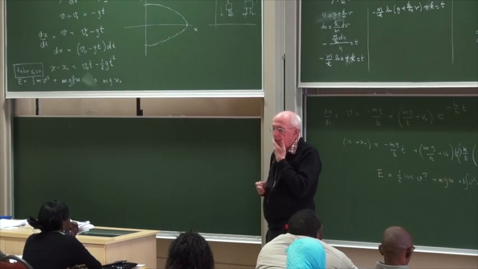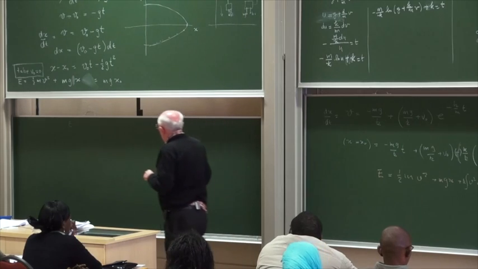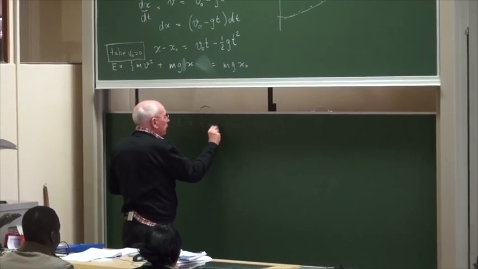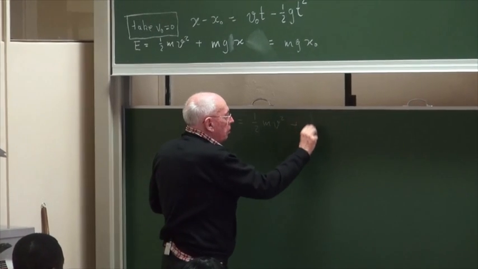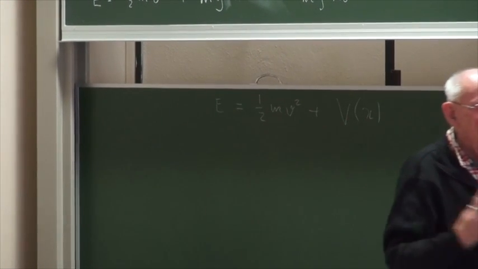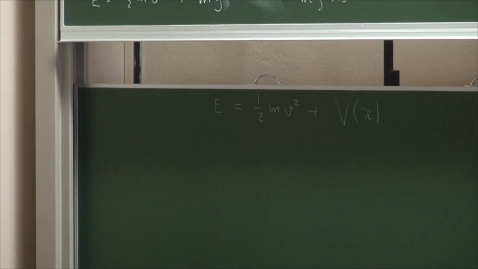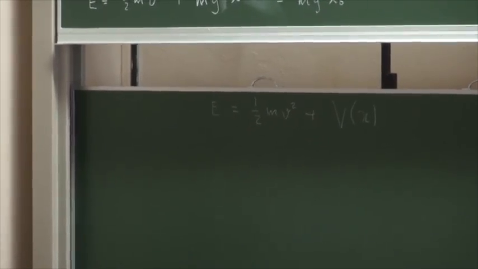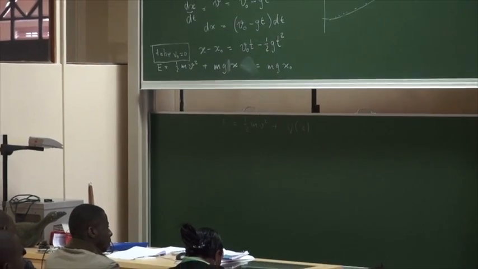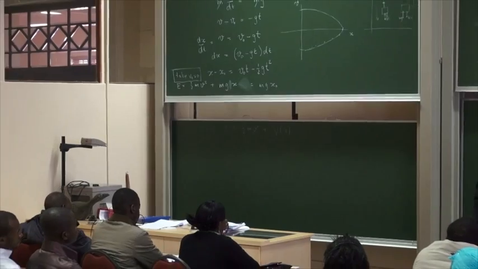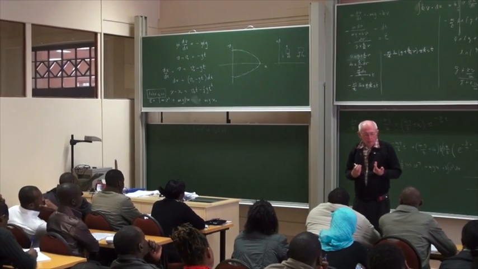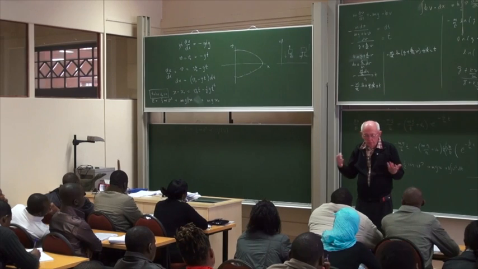But before I do that, I just want to tell you we have this equation, this V of X. And we just need to think a little, but we have said V is mgh or mgx or whatever. But that is just the energy which has to do with the gravity here. But there are different forms of energy, different forms of potential.